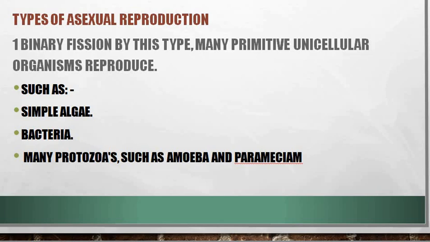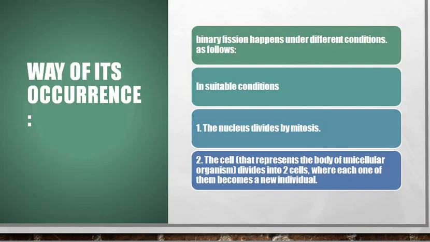the primitive unicellular organisms such as simple algae, bacteria, and protozoa, such as amoeba, euglena, and paramecium. So all of that, or bacteria, all of that is called asexual reproduction by what? By binary fission. As for the way of its occurrence, it occurs through the unicellular living organisms under certain or different conditions.